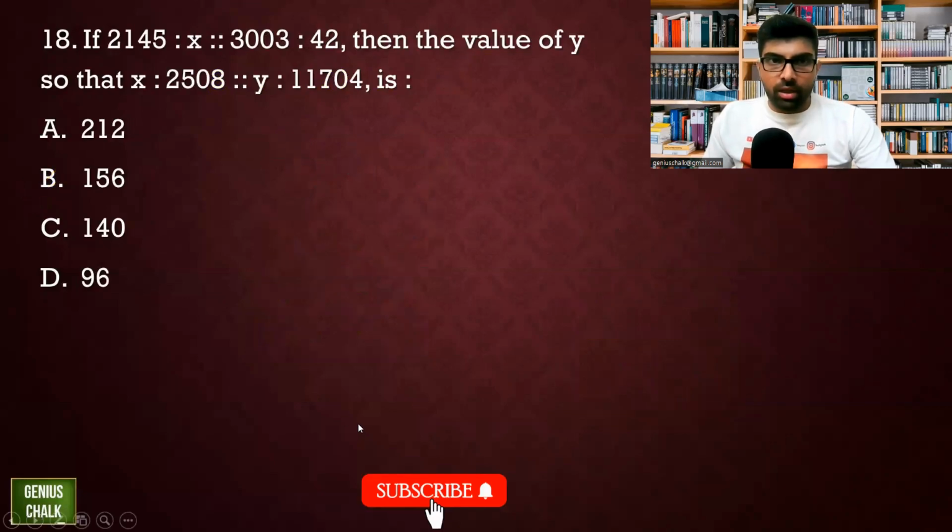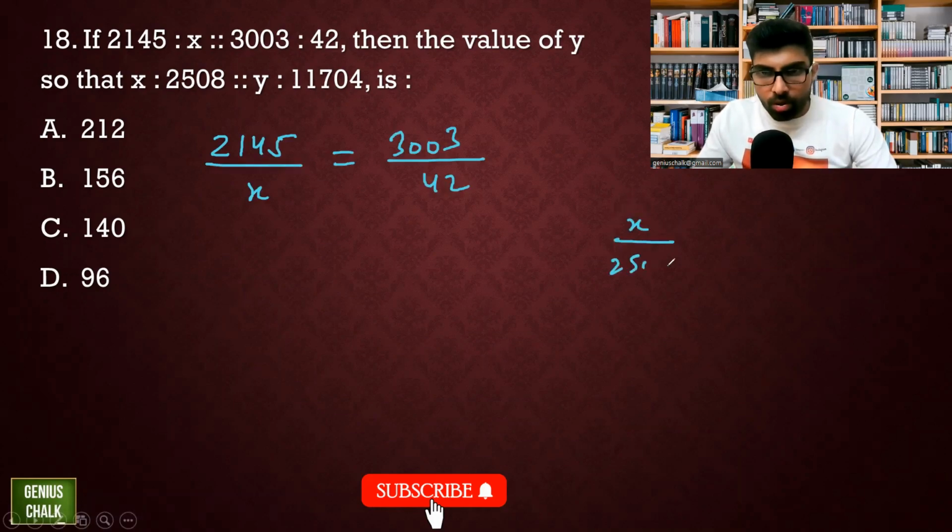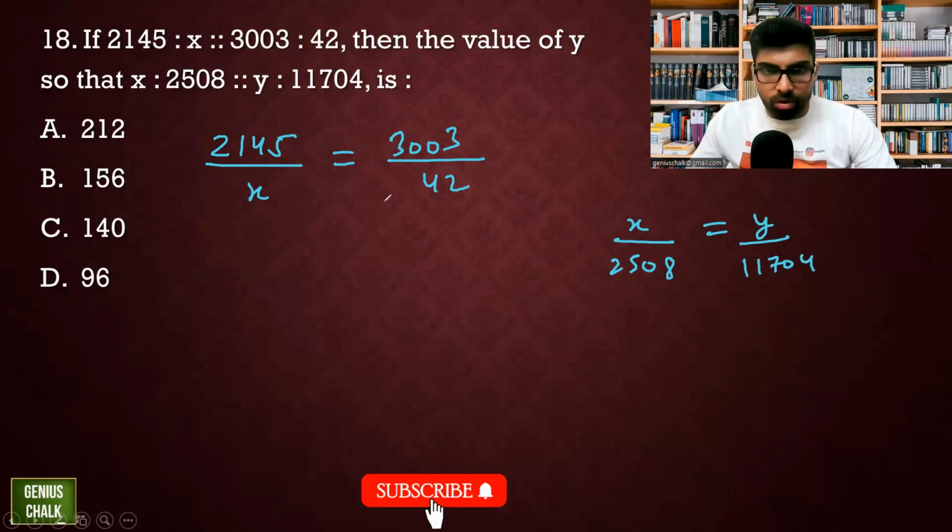Next one, another question of the exam. I guess this is CGL exam 2019. Some questions are to be solved without using any calculation or without using pen. This is one of them, because you can see the values are very tough actually. 2145 is to X is same as 3003 by 42. And what is the value of Y, if X by 2508 is equal to Y by 11704? This is what the question is.